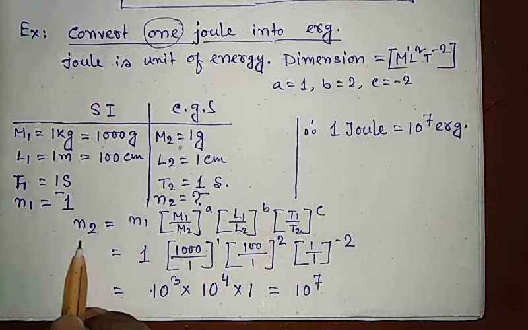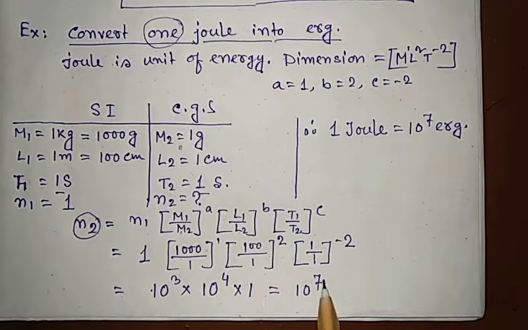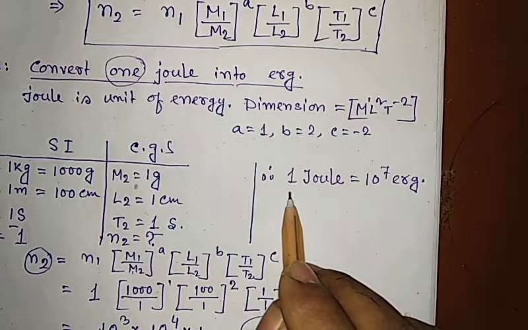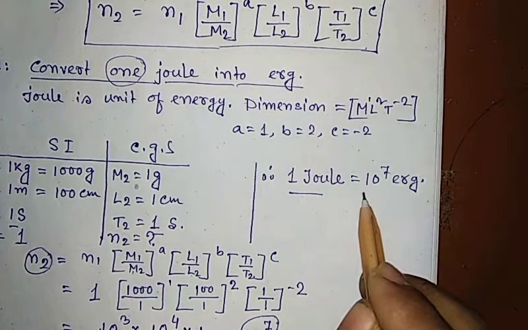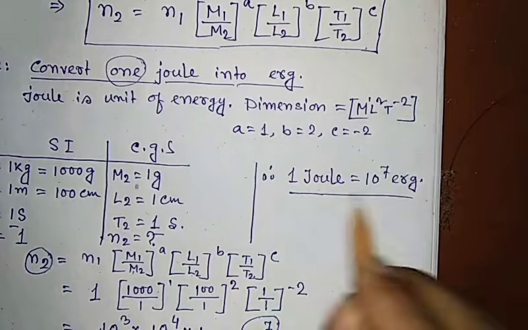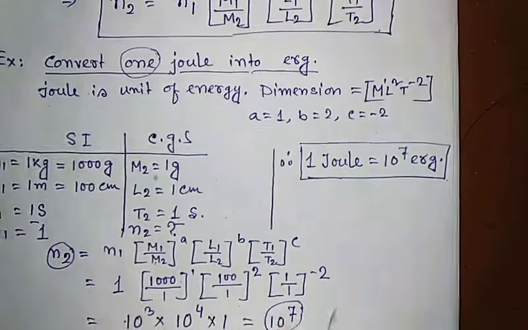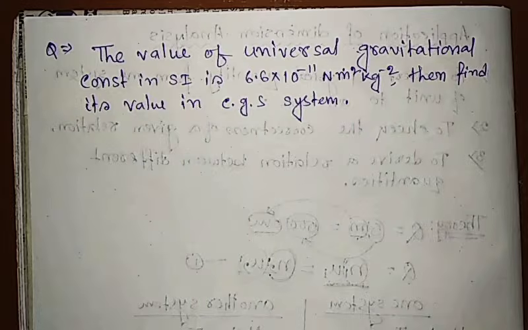After finding out the value of N2, we have to write such that 1 joule is equal to 10 to the power 7 erg. So it will be our final answer. Okay, so let's go to another example.